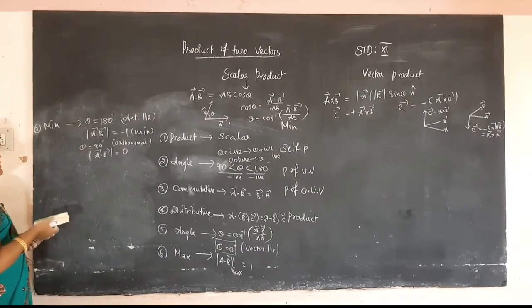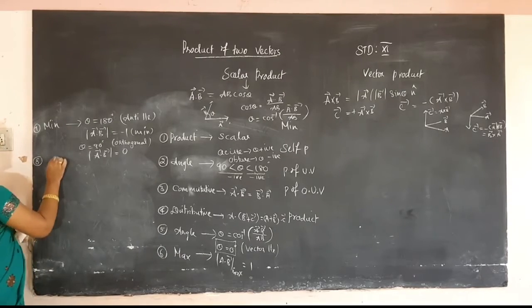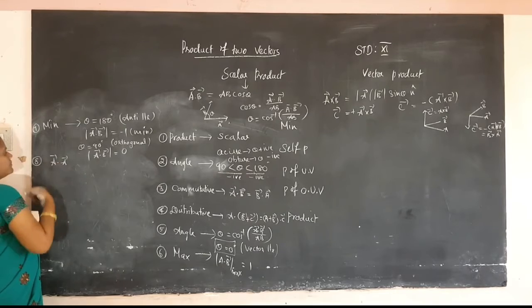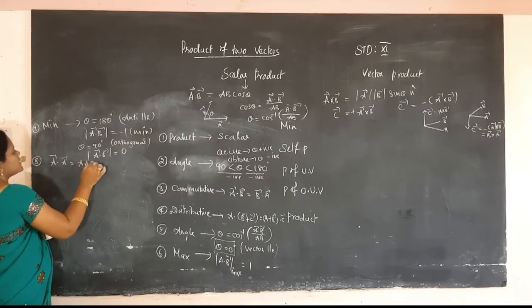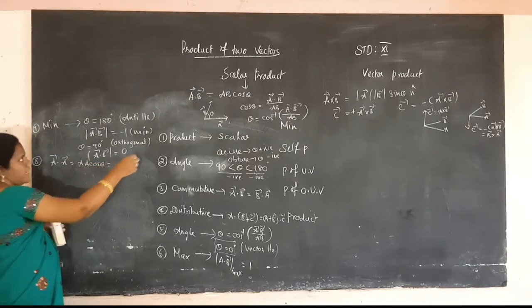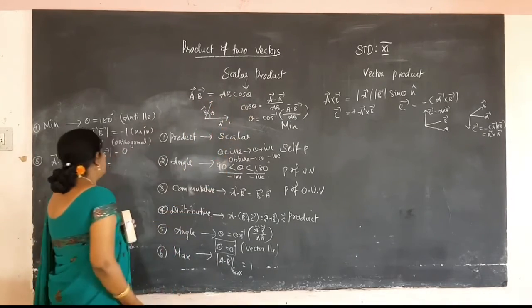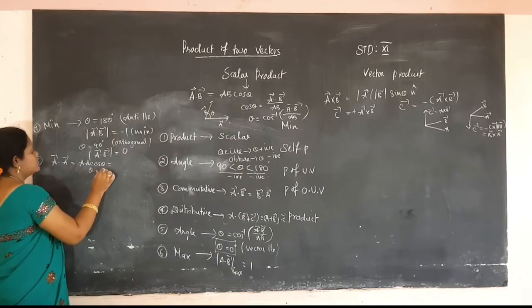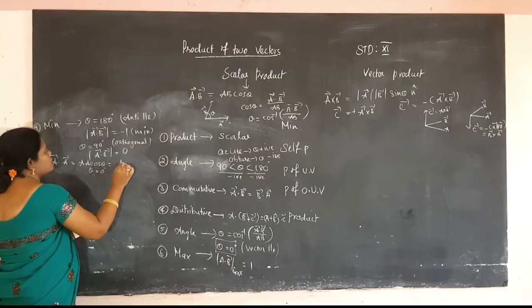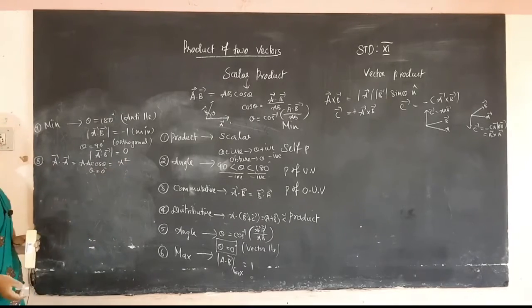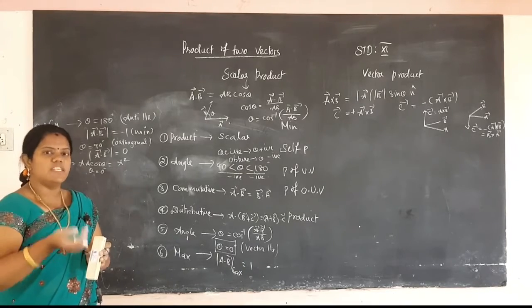Okay, then the next one is self product. What is the meaning of self product? Self product means a vector dot a vector. A vector dot A vector is equal to A A cos theta, just like the formula A dot B is equal to AB cos theta. Substituting theta equal to 0 degree, cos 0 is 1. So A square is the answer. That is the self product of a vector: one vector multiplied by the same vector.